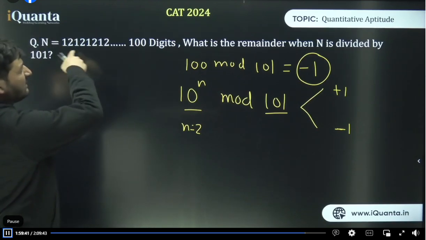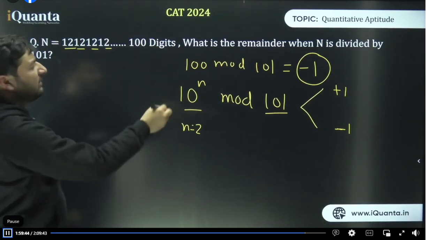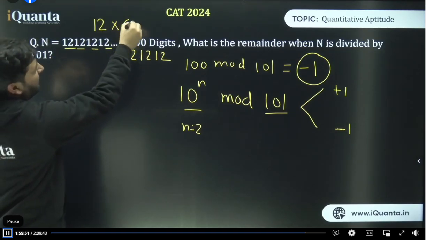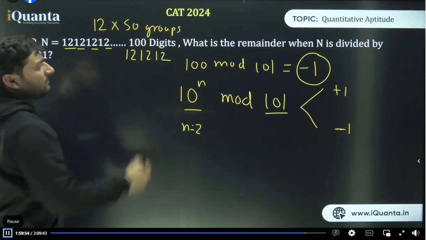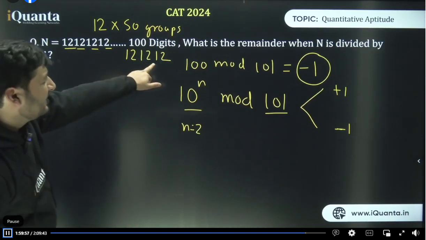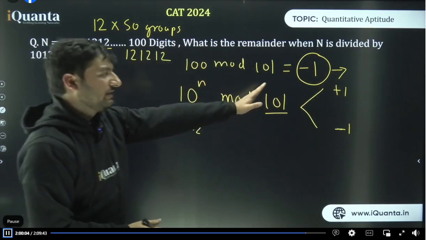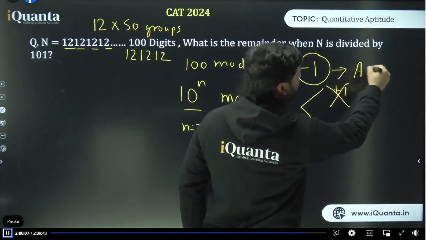Now again, this is the number which has 1 2 1 2 1 2 1 2 up till 100 digits. What will be the last digits? 1 2 1 2 1 2 like this, right? How many groups of 12 will be there? There will be 50 groups. Isn't it? 50 groups. My number is ending like this. But because my remainder is -1, isn't it? It is not +1. So I'll do alternate sum and subtraction.